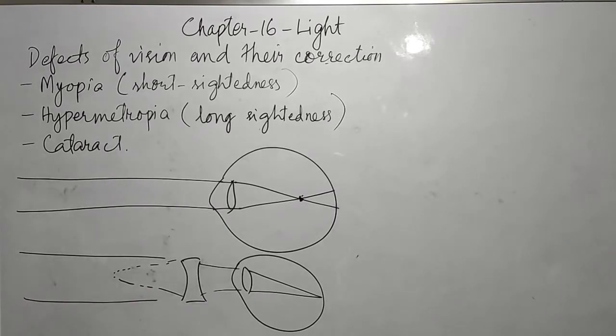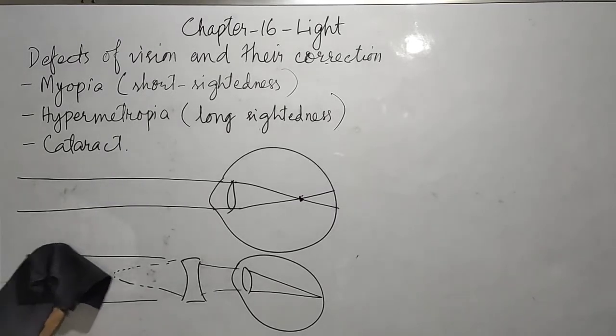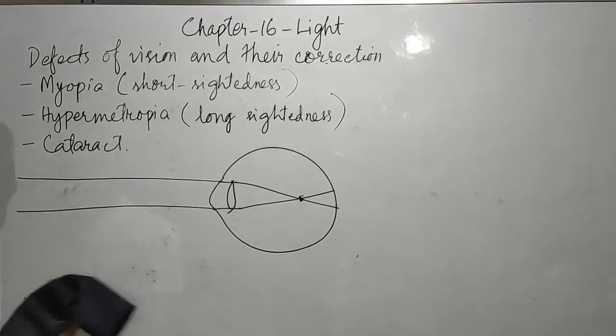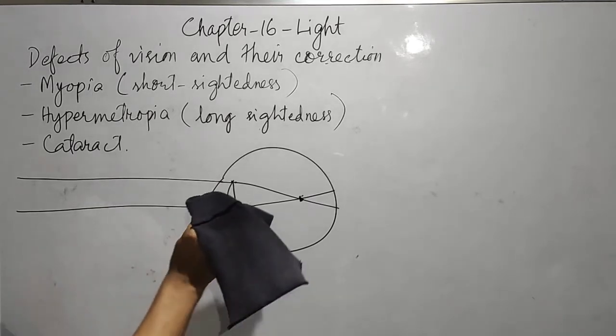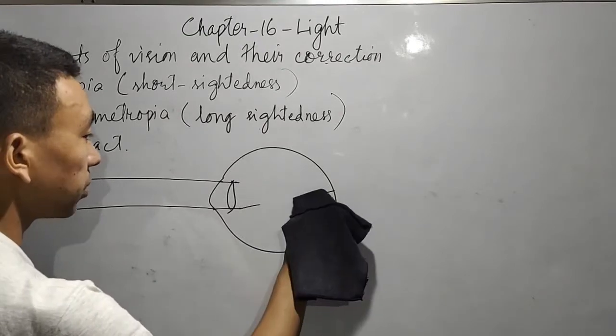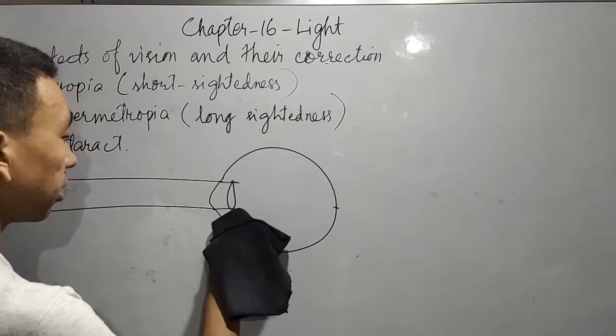Hypermetropia is also known as long-sightedness, which means they can see the far objects or distant objects clearly, but they cannot see the nearby objects clearly. Here what happens is, in case of myopia the image is forming in front of the retina, but in case of hypermetropia the image is formed behind the retina.